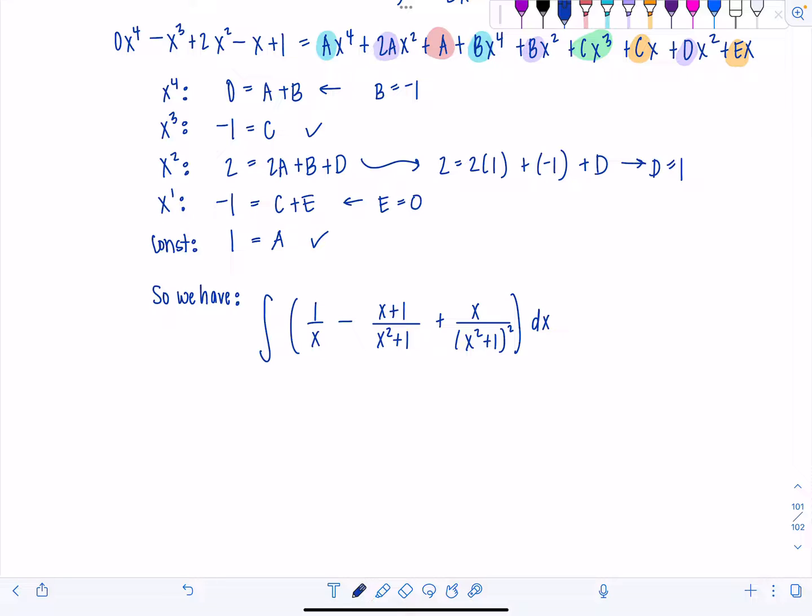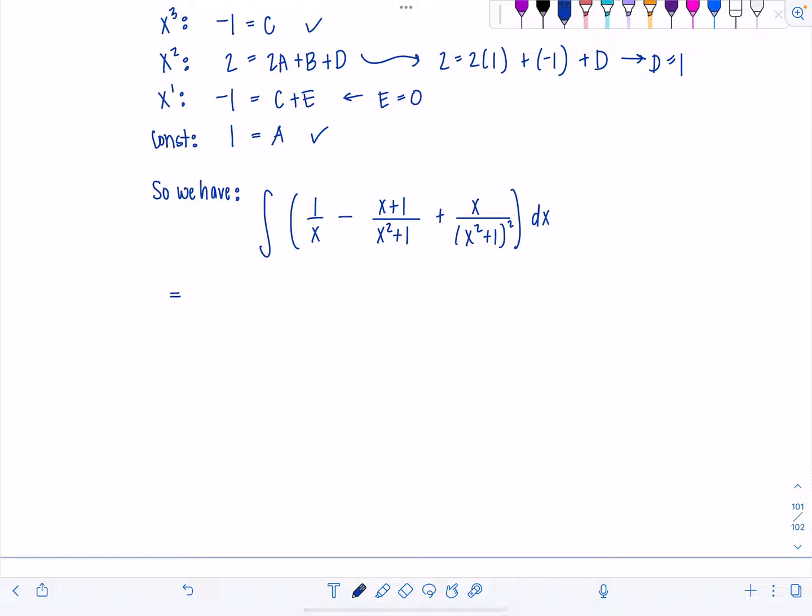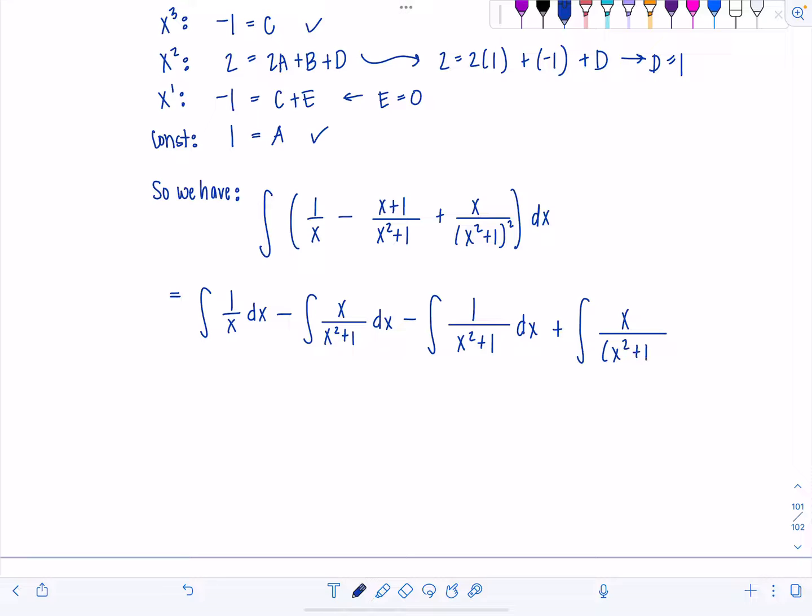All right, we have to break these up now, and we'll do 4 little separate baby integrals, okay? So we have here integral 1 over x dx minus integral x over x squared plus 1 dx minus integral 1 over x squared plus 1 dx plus integral x over x squared plus 1 squared dx.